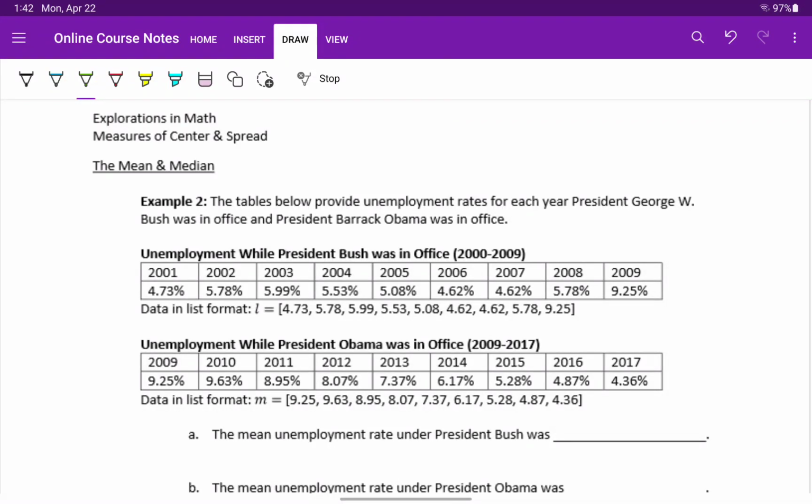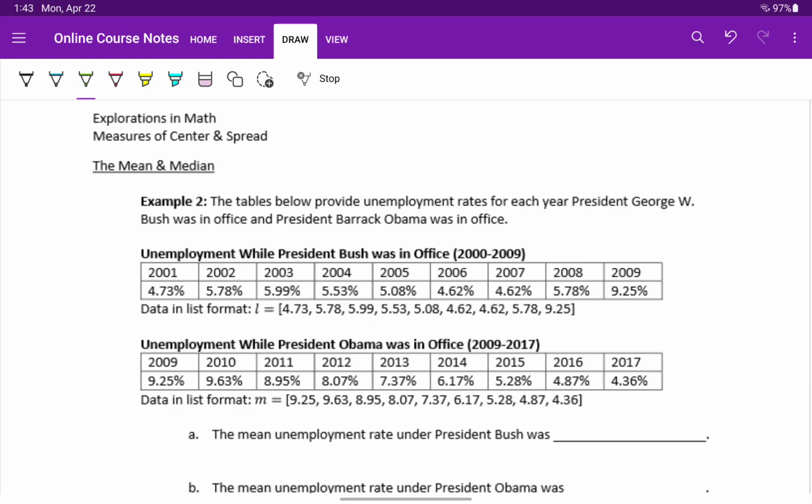Now we'll look at a couple of examples where we calculate the mean and median of some data sets and make some comparisons about those results. We'll be using Desmos to do this, so while we introduce the formula-based approach for how we would find these values, we'll be using technology to do that work for us.